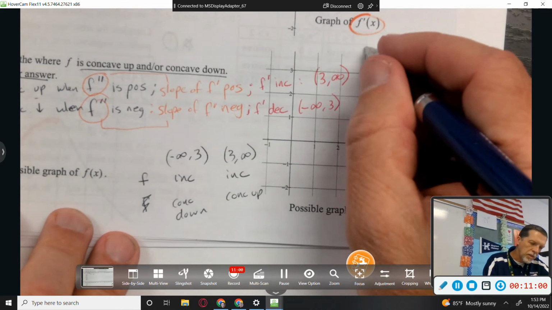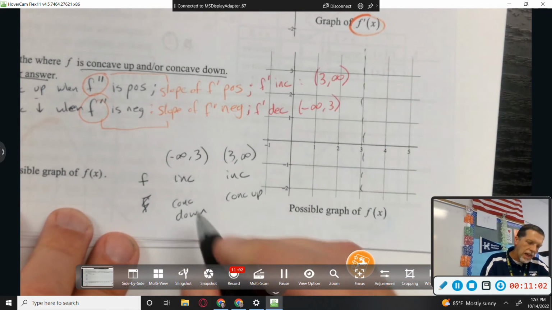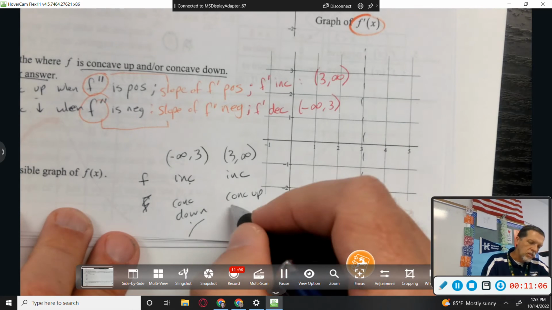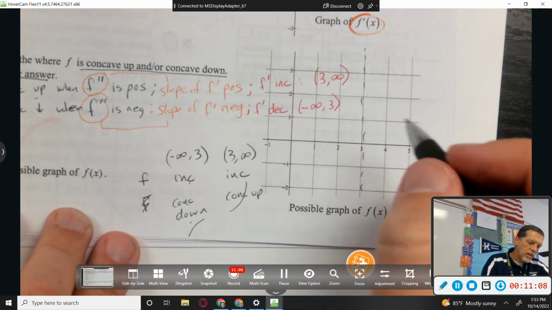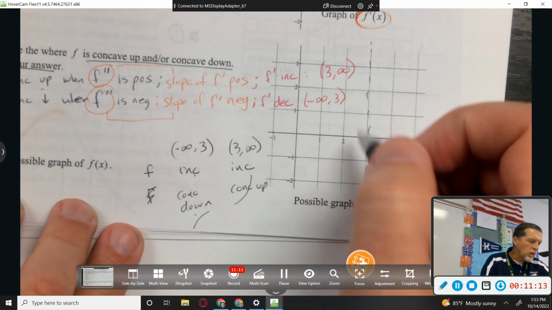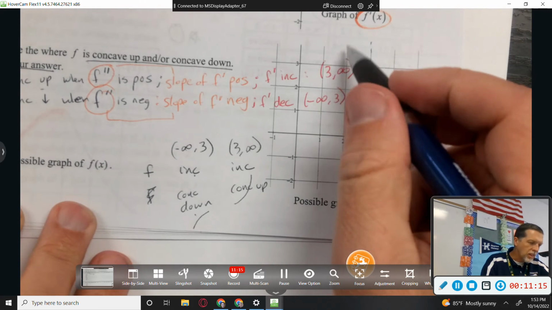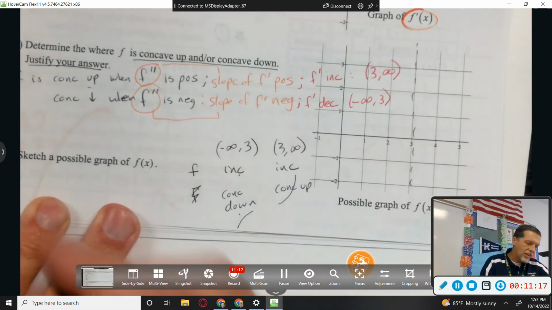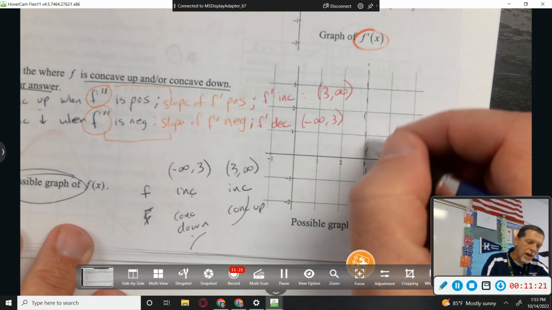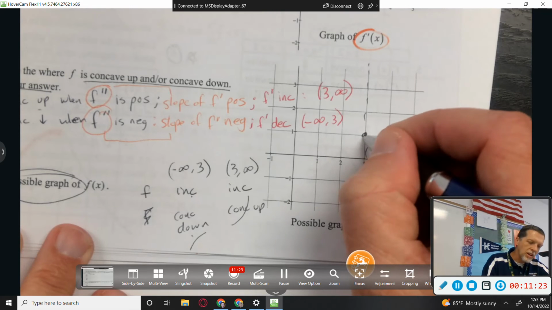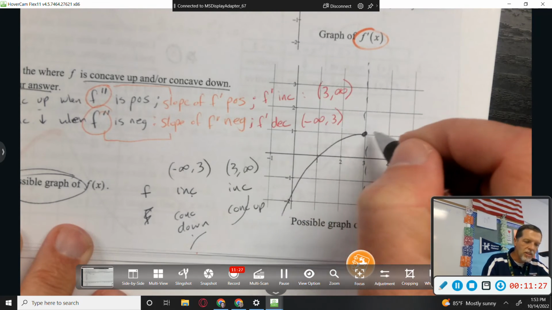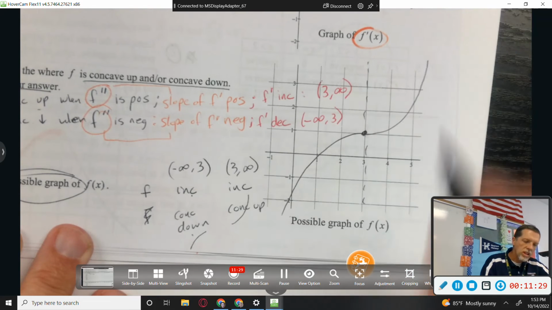So something's happening at 3. Increasing concave down to increasing concave up. And it doesn't give me a point anywhere to start with. That's probably why it says sketch a possible graph. So I don't know where this happens. I'm just going to pick 3, 1. Concave down increasing. Concave up increasing.